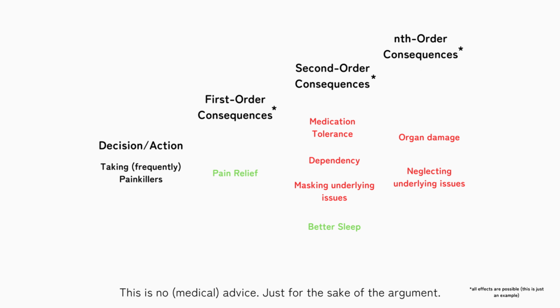The third-order consequences could look like this: first, we develop some health risks through long-term use of those painkillers, because they can cause damage to organs. And second, we can neglect underlying issues, what we already had in the second-order consequences, but the longer we neglect them, the bigger the issues can become.